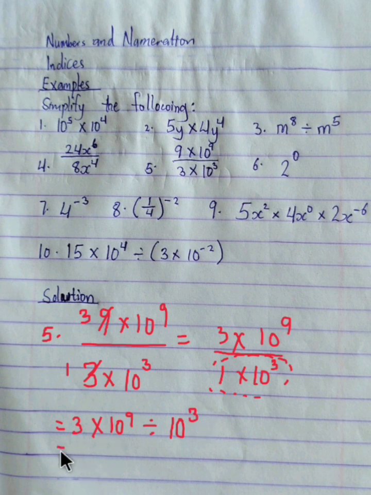So this gives us 3 times 10 raised to power 9 minus 3. We are going to subtract the powers of the indices. Now we have 3 times 10 raised to power 9 minus 3, which is 6. So this gives us the final answer.